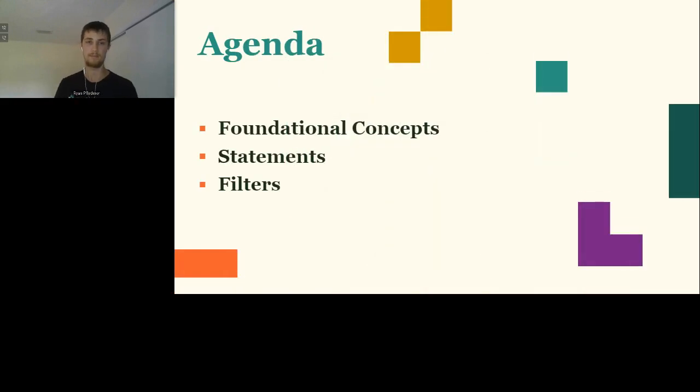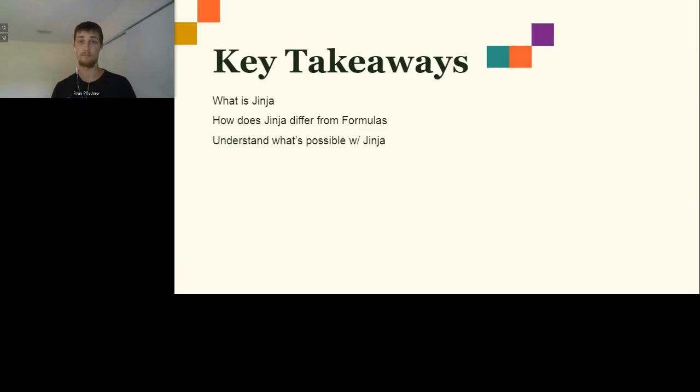Okay, so a few things to start off with here. Basic agenda is we're going to cover foundational concepts. What are statements? What are filters? The whole 9 yards there. So some of the key takeaways are going to be, what is Jinja? How do I use it? That type of thing. How does Jinja differ from formulas that we all know and love already? And also understand what is possible with Jinja. Like, why would I choose to use Jinja over some of the different options that are available within Quickbase.